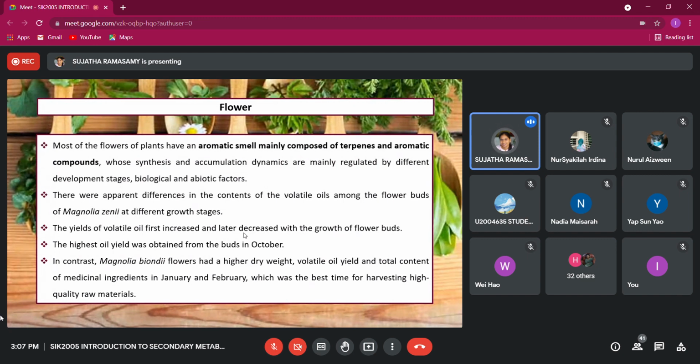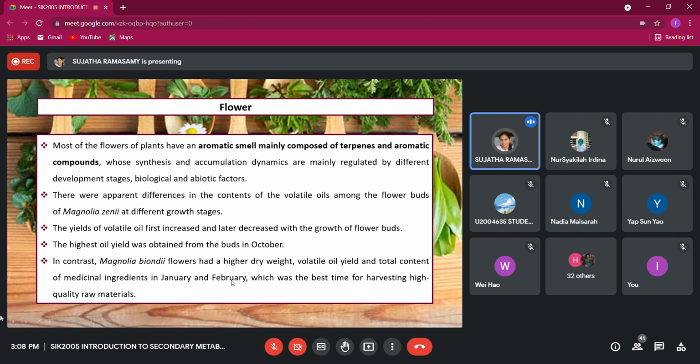So that means if you want to extract the volatile oil for perfume purposes or any other aromatic purpose, the best time to harvest is when it starts to produce the flower buds. Okay, and they also found, according to the place where they did the research, the highest is in October. Okay, but there's another flower, Magnolia biondii flower. This is Magnolia zenine. They found that the flower had a high dry weight, and the volatile oil yield and the medicinal ingredients are higher in January and February.